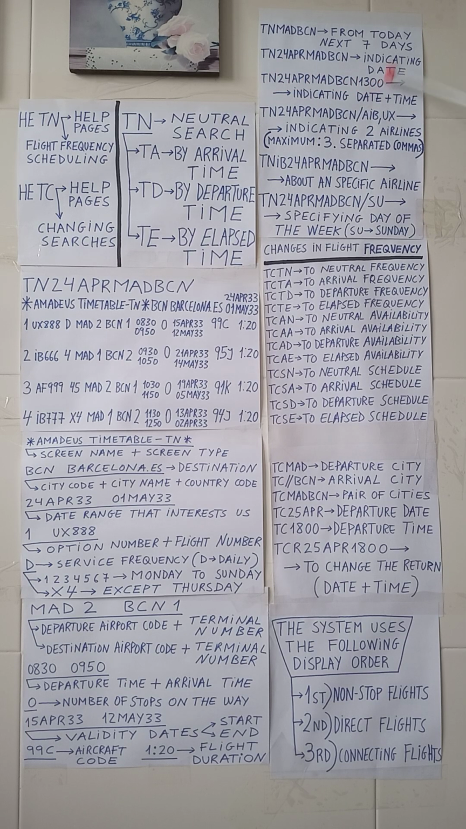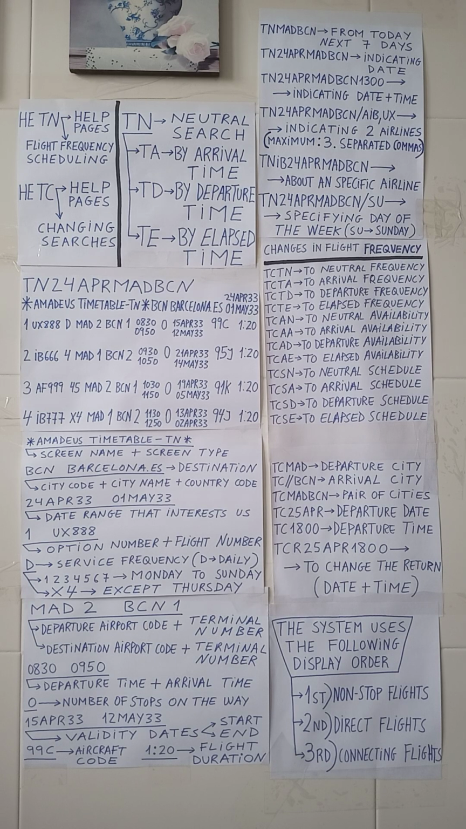TN24MAVBCN1300 is used to search for flight schedule screens from Madrid to Barcelona that depart from 1 p.m. onwards. We ask the system to show us the options available for the next 7 days, taking as a reference the first day of April 24 that is on the calendar from the day we are.